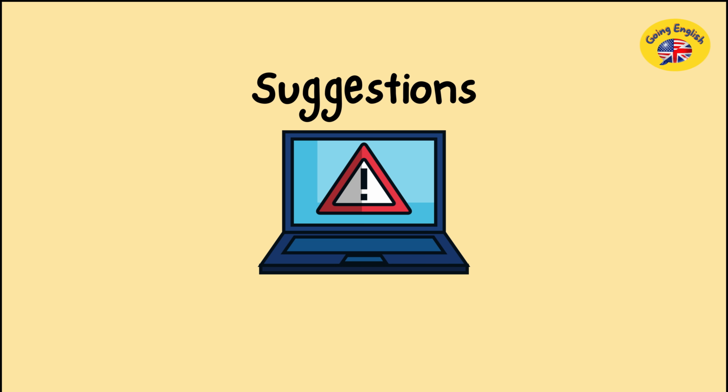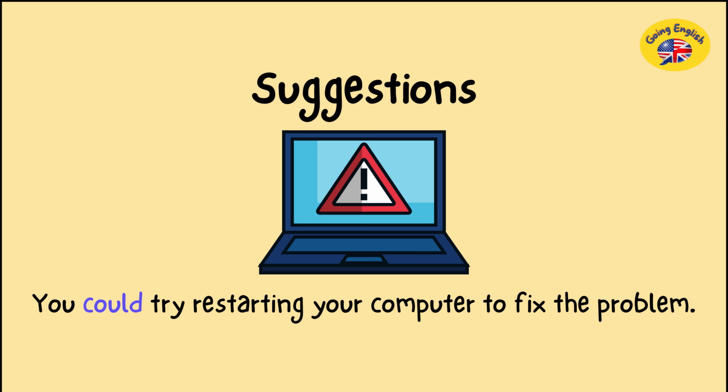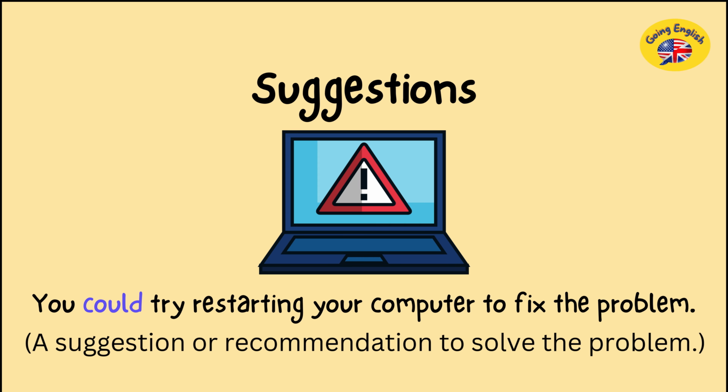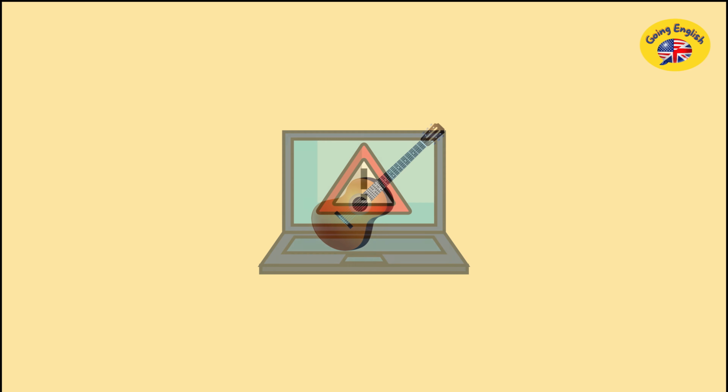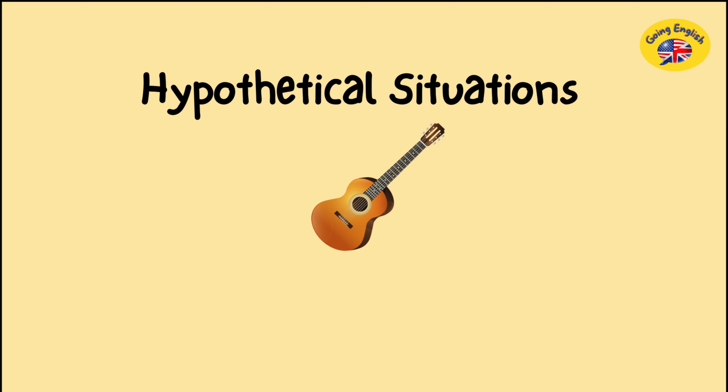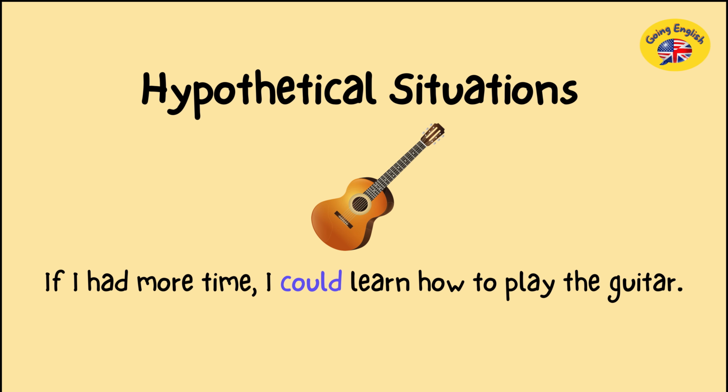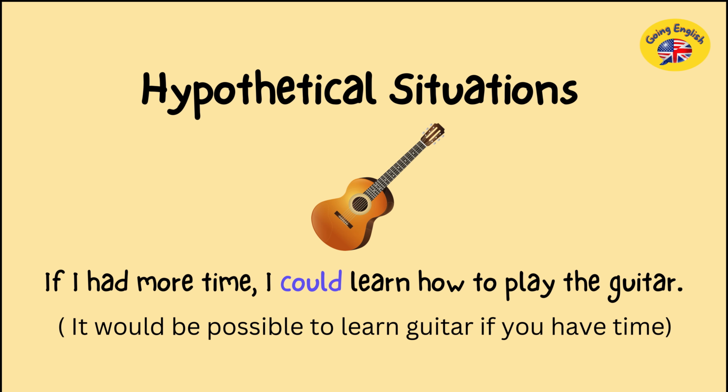I use could to make suggestions. Example, you could try restarting your computer to fix the problem. That means a suggestion or recommendation to solve the problem. I use could for hypothetical situations. Example, if I had more time, I could learn how to play the guitar. That means it would be possible to learn guitar if you have time.